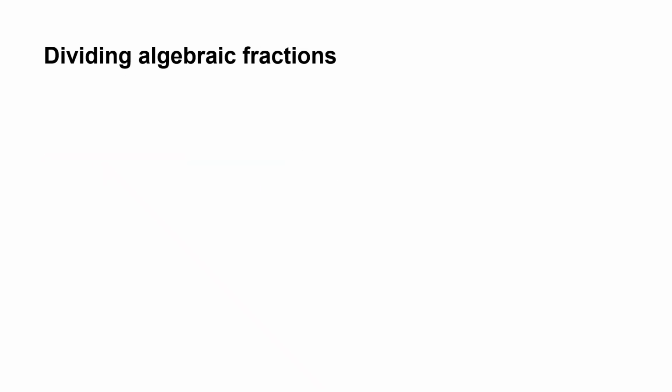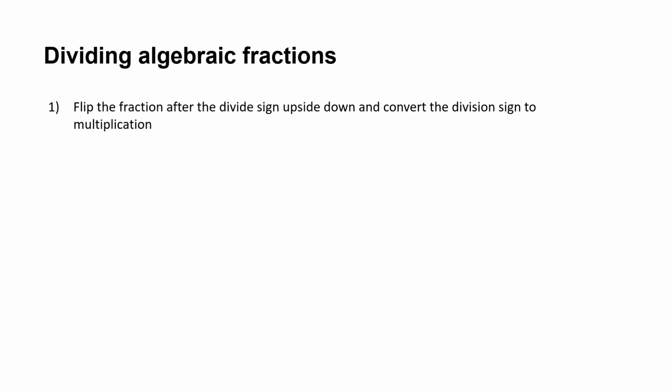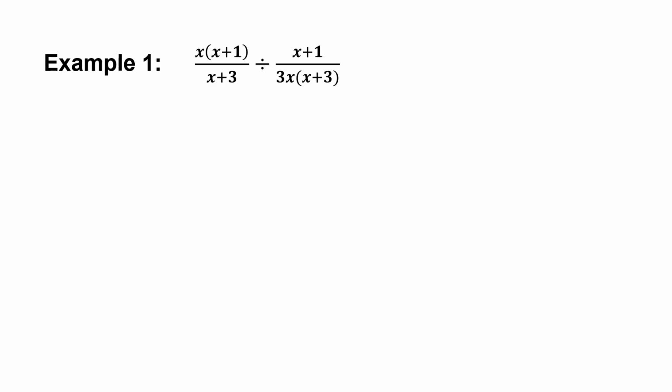So now we're going to look at dividing algebraic fractions. So this is almost identical to multiplying algebraic fractions. The only difference here is we have one extra step. And this first step is that we need to take the right-hand side fraction and we're going to flip it upside down. Once we've done that, we can then follow the same steps that we did for the multiplication. So how do we do this? Well, let's look at an example.